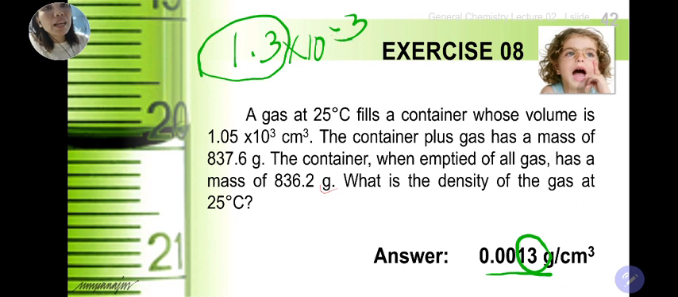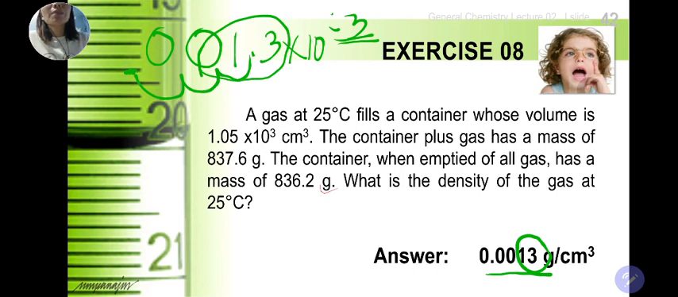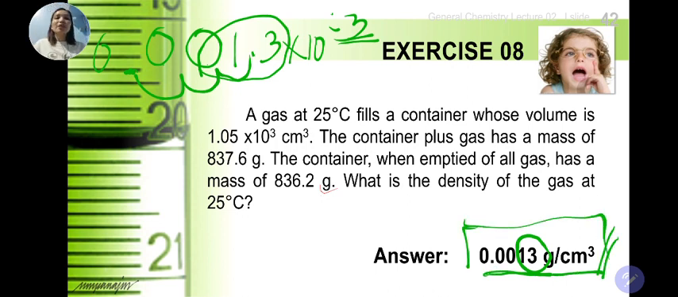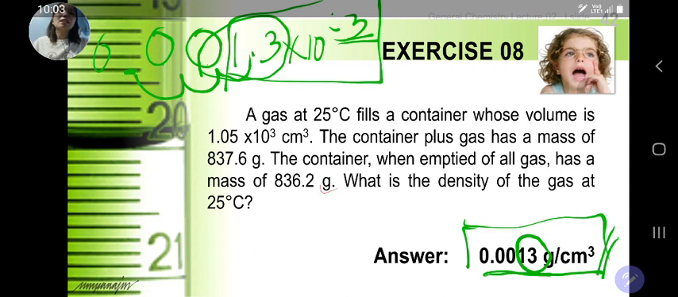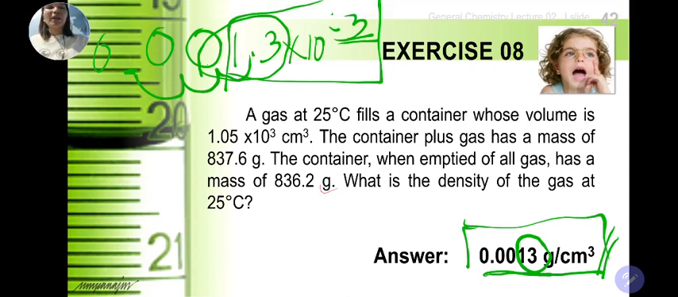Kasi sabi ko kanina, di ba, negative 3, you will move your decimal place 3 places to the left since it's a negative. So, 1, 2, 3. So, this will be your decimal point. So, you will have to fill in 0s. So, our answer would remain 0.0013. So, it's the same. We both have the correct answer, if it's expressed in exponential form, and if it's not expressed in the exponential form. Okay? So, this answer is correct, and this answer is also correct.